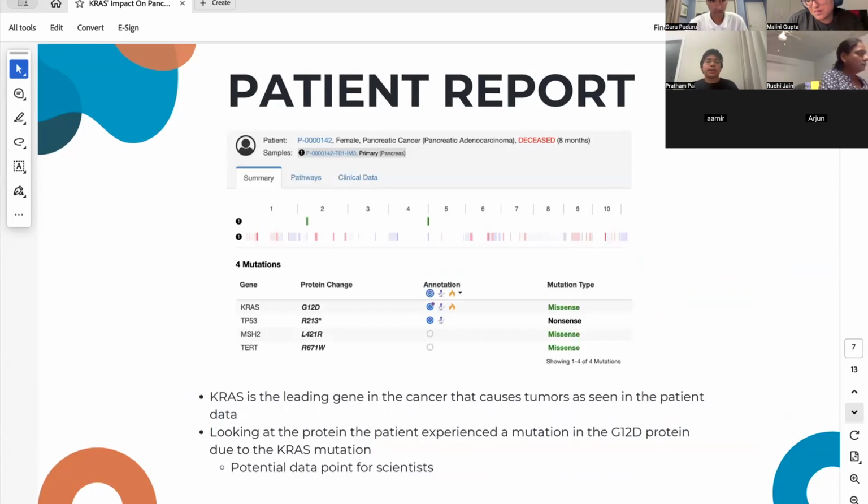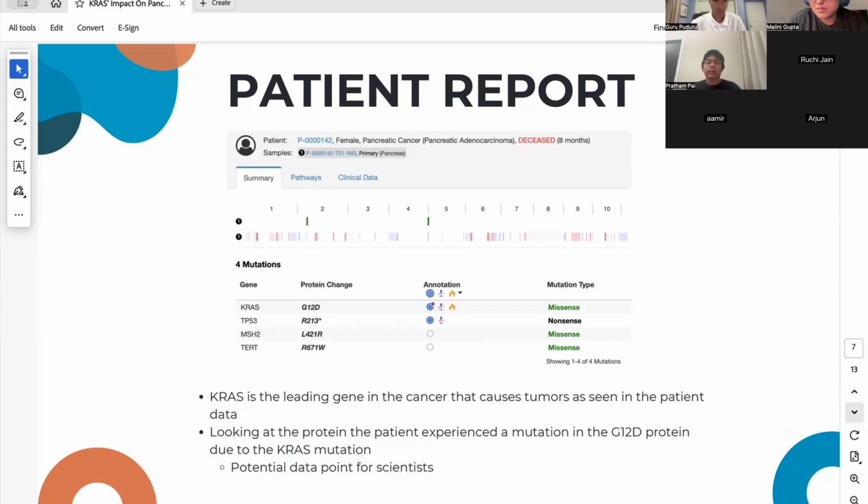And the patient report gives us a really in-depth understanding of the gene and its mechanics. When we look at this, it was a random patient that was chosen, a female with pancreatic cancer, who is unfortunately deceased 8 months into diagnosis. And when we see this, we see that KRAS was the primary gene that affected this patient and caused this patient to get this cancer.